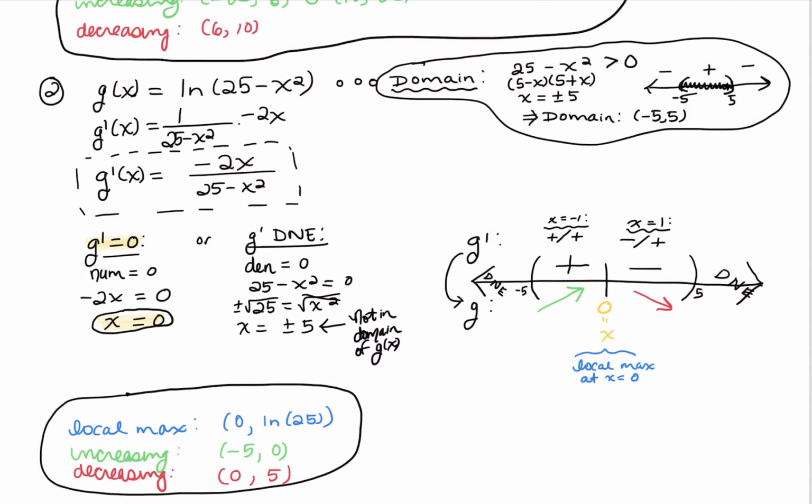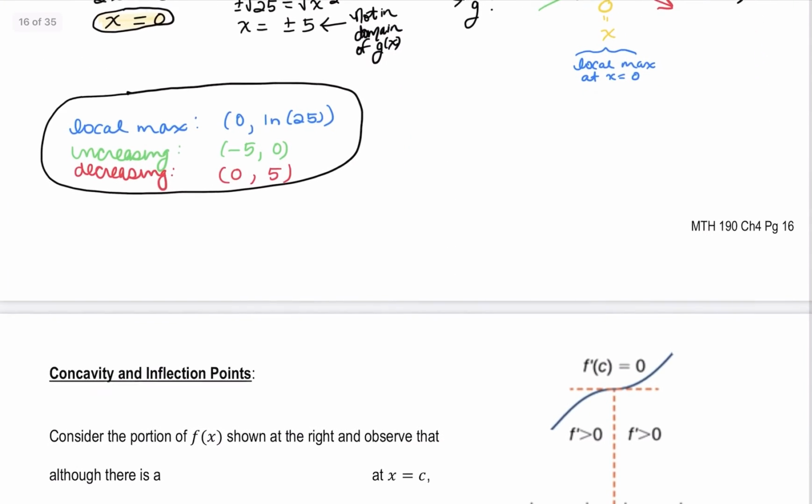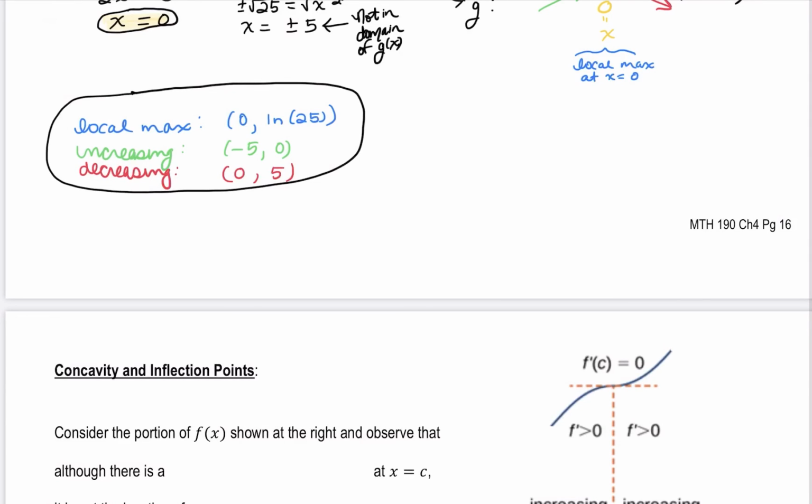All right, so next time when we come back, we're going to take a look at another really important feature on graphs, called concavity and inflection points. So that's what we'll take a look at next time.